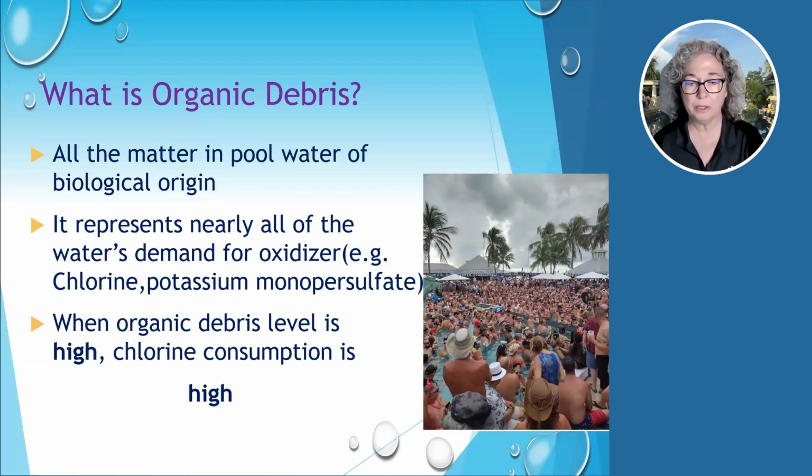And this is where we get into the situation where we need to shock the pool. Why? Because we need to kill all those organics. We need to shock the pool because we're not getting a chlorine reading. So we can either use chlorine shock or potassium monopersulfate, which is a non-chlorine shock.